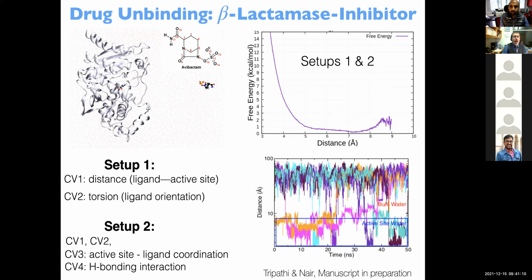This is an antibiotic binding to the active site. So we have used different setups, and I will explain these setups to you. In one setup, we have looked at the ligand to the active site distance as one of the collective variables. Then we have looked at the torsion of a relative orientation of the ligand. So we described that using a torsion.